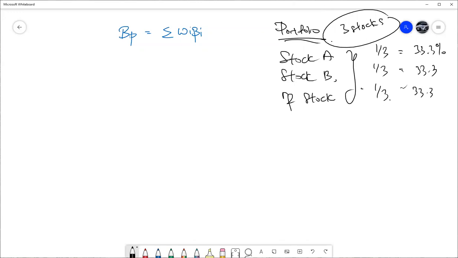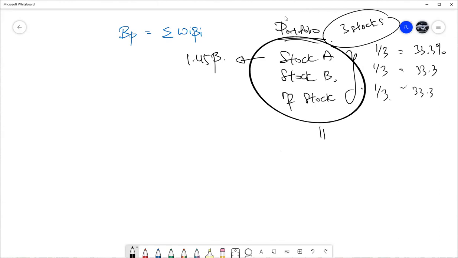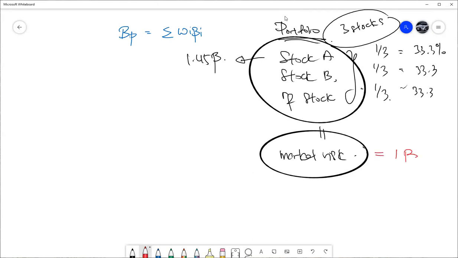So the question tells you one of the stocks has a beta of 1.45, and the total portfolio is equally as risky as the market. So the risk of this whole portfolio is the same as the market risk. The problem here is you don't know the beta for market risk. Now, remember this: the beta for market risk equals one. When you say market risk, it equals one beta. So this whole portfolio totaled up together will have one beta.